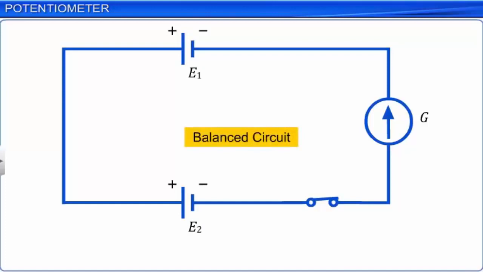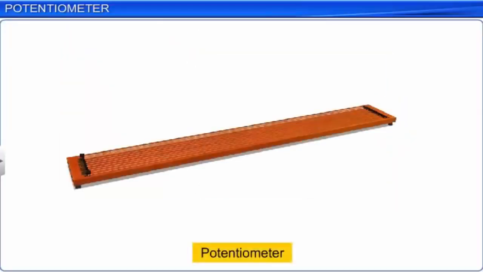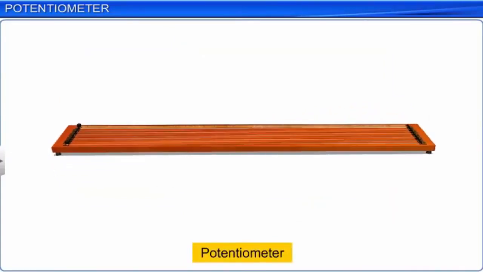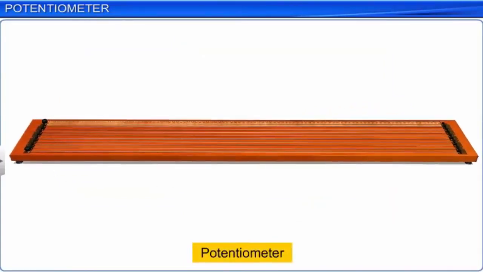Now let us learn about the potentiometer. A potentiometer consists of a long wire of about 10 meters in length, with a uniform cross-sectional area fixed to a wooden board. This is usually done with separate pieces of wire of 1 meter each, fixed parallel to each other to the board, with endpoints connected by copper strips so that the combination acts as a single stretched wire.